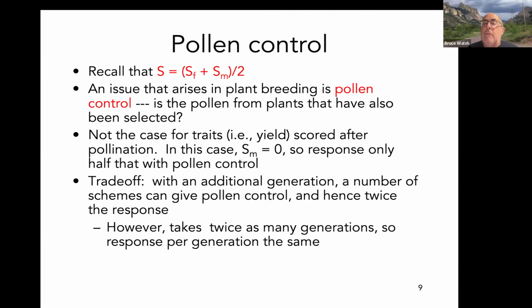And so how can we account for this? Well, one of the classic approaches is to use one more generation. So take the seed, grow them out, and use pollen from that seed to cross to make the next generation. That results in double the response because I've chosen both parents, but it takes twice as many generations, so the response per generation is the same, and people typically don't do it because of that.